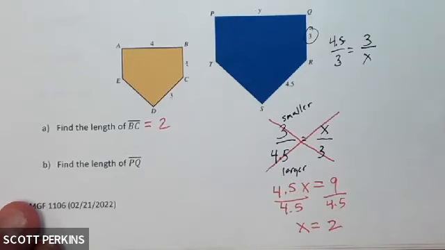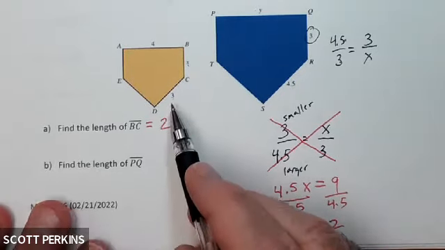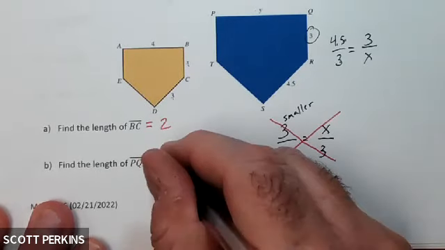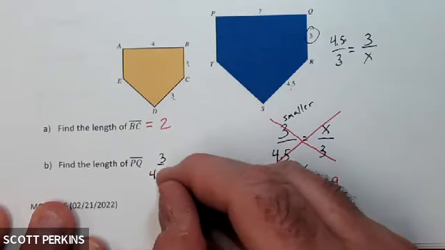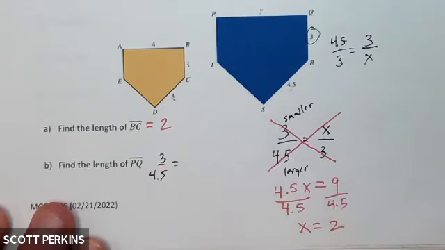So what I'm going to do is take that relationship that I know. Again, I'm going to do smaller on the top, larger on the bottom. If you did larger on the top, smaller on the bottom, then both your fractions should be reversed. We should all end up with the exact same thing. So my initial relationship is 3 on the smaller pentagon to 4.5 on the larger. Okay, those are my corresponding sides.